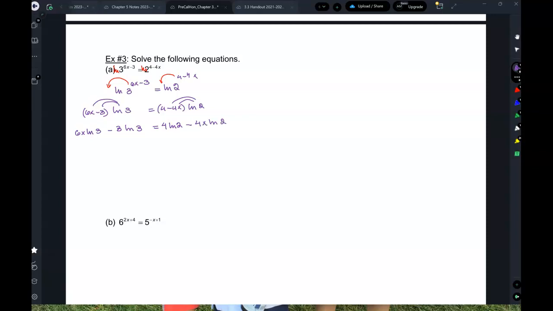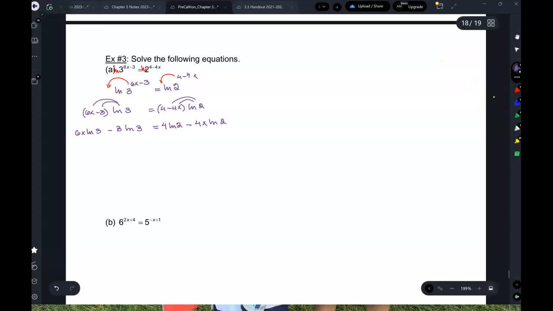Now, what are we doing in this problem? What are we solving for? X. So that means at some point, not that there isn't much left to do, I need to collect all the terms with an x to one side and everything else to the other side.